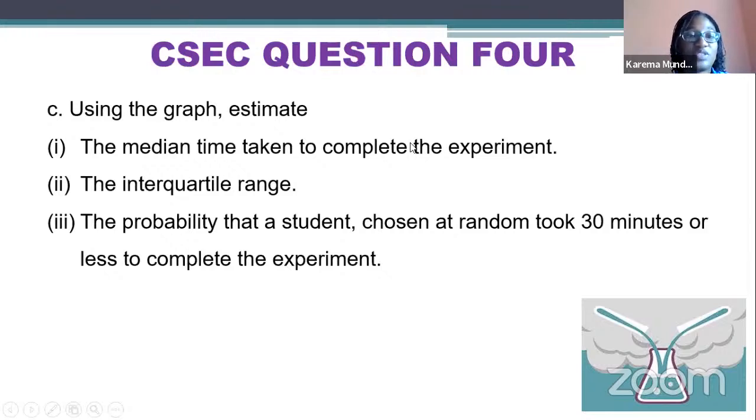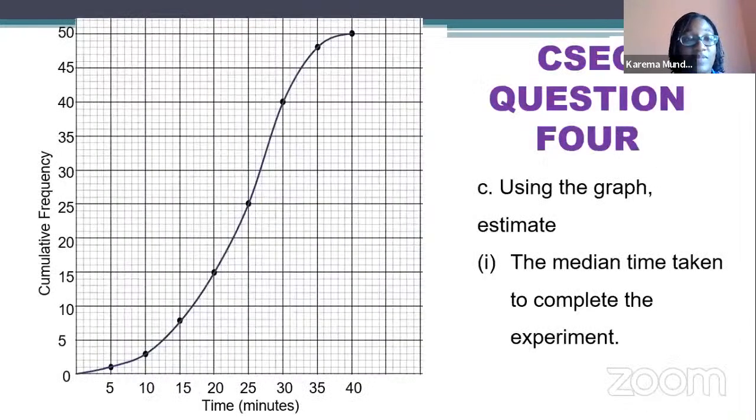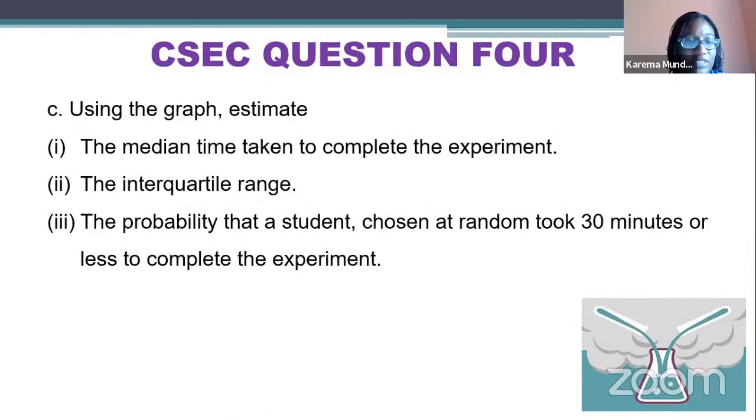All right, so we're asked to use the graph to estimate. Notice the terms coming up now: median, interquartile range. We spoke about those things earlier, and it was specifically for this part of the question. So let's see how we can estimate these things from the graph. We need the median time taken to complete the experiment, the interquartile range, and we also need that probability. Go back, please. Let me see what it said. The probability that a student chosen at random took 30 minutes or less to complete the experiment.